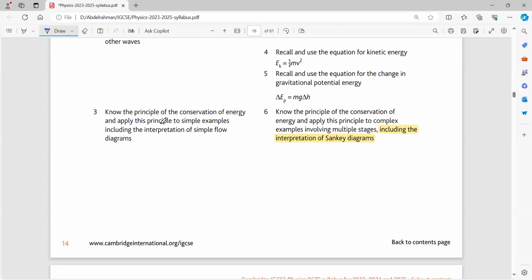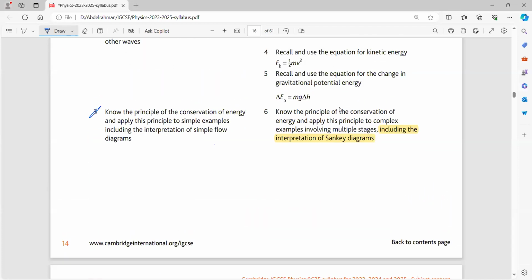Know the principle of conservation of energy. Yes, we know the principle of conservation of energy. What is the principle of conservation of energy? Energy cannot be created nor destroyed. It can only change from one form to another.